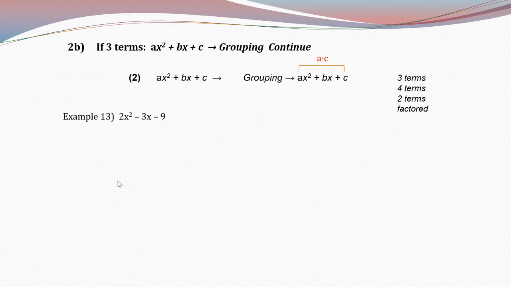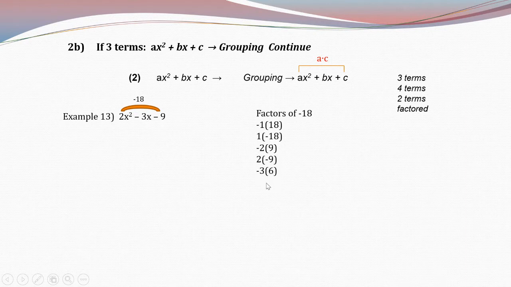Example number 13. Similarly, because this is not a 1, we're going to multiply the 2 and the 9, which will give us negative 18. So how can I get negative 18? Factor the negative 18: negative 1 times 18, 1 times negative 18, negative 2 times 9, 2 times negative 9, negative 3 times 6, and 3 times negative 6. So these are the factors of negative 18.